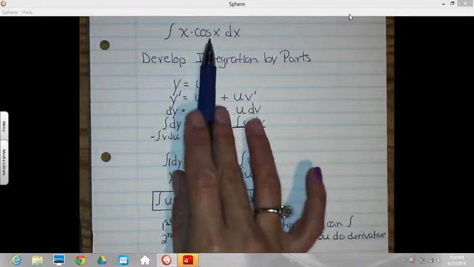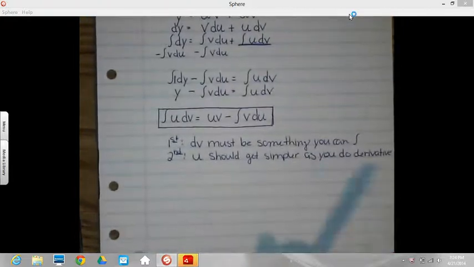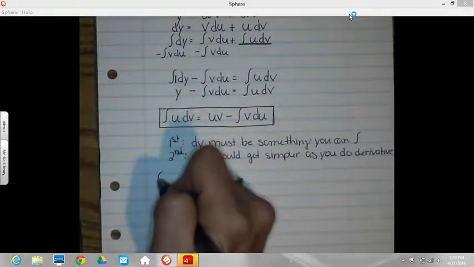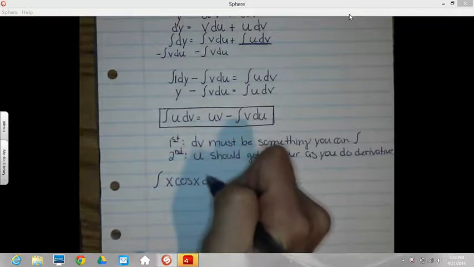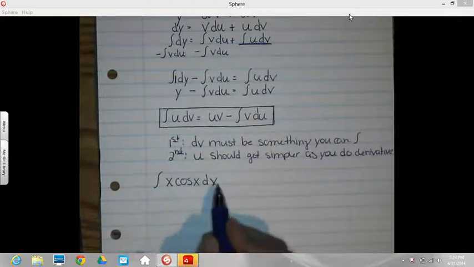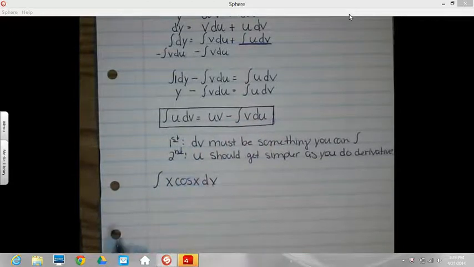I think I can fit it here. So x cosine x times dx. So I actually have three things multiplied out there: x times the cosine of x times the dx. Okay. First thing, dv must be something I can integrate.